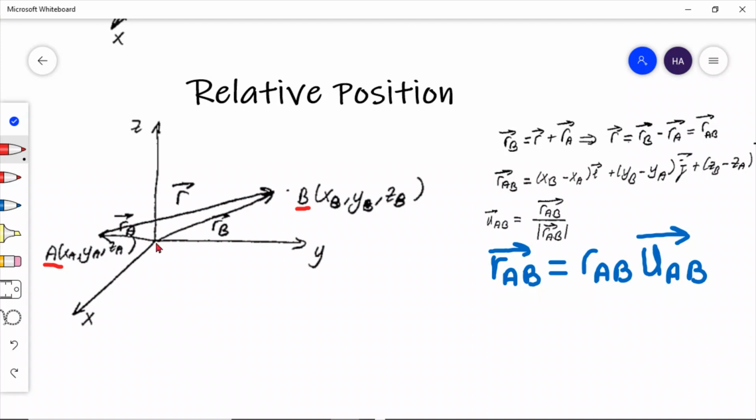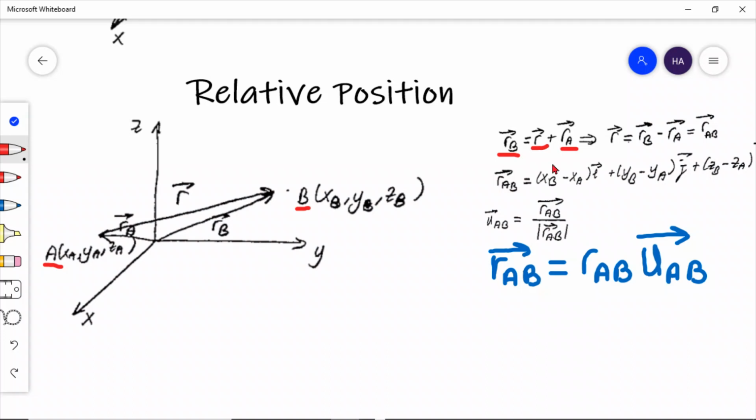Now what I need to do is very simple. First, I write the position vector of object A. Then I have a vector R. And this vector R, summation of the vector RA and R, shall give me RB, the position vector of the object B. So we can write it by using mathematics like this. So RB is equal to R plus RA.